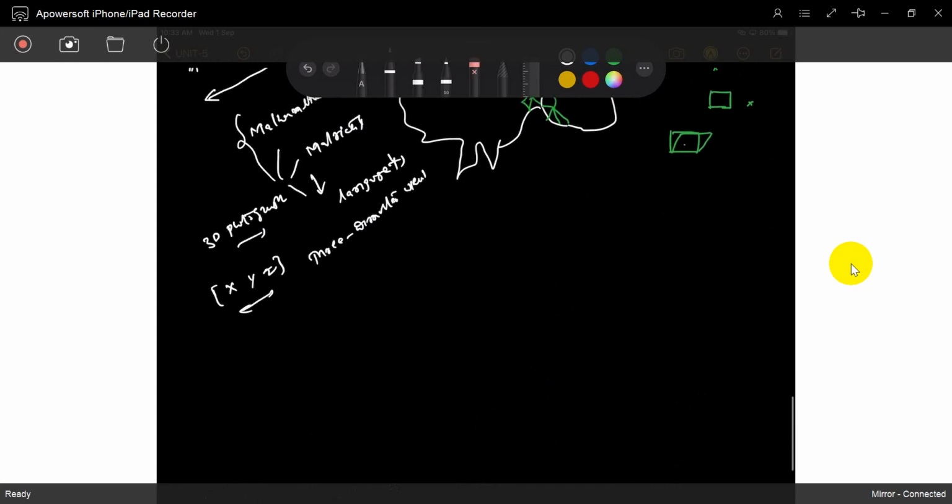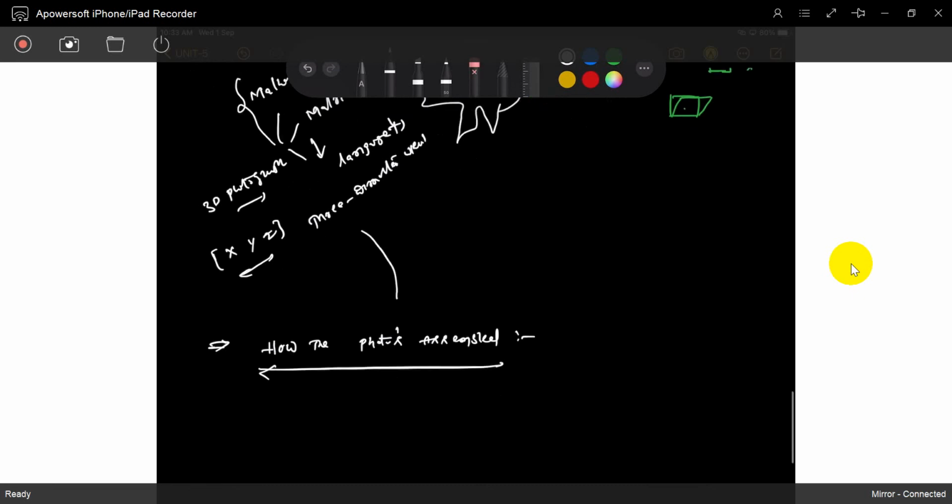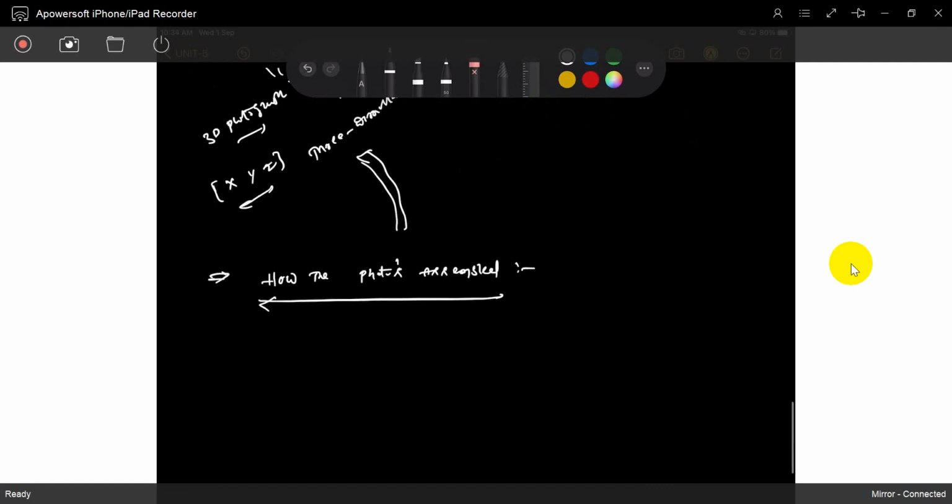The next topic is how the photos are assembled. Like this, for analytical photogrammetry we will give just a small idea. How are the photographs assembled? We took one photograph, that is called a photograph.